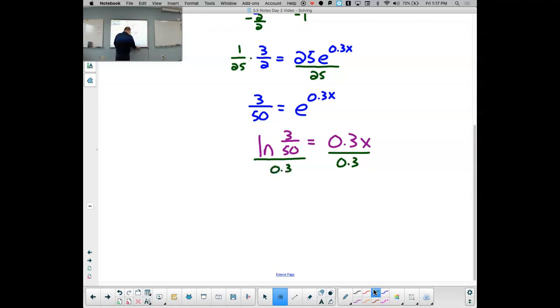And that would give me negative 9.37804 is x. Again, whatever calculator you're using, if it has parentheses that are open, make sure you close them, especially around the 3/50ths. So the answer here then, rounded to 3 decimal places, is negative 9.378.